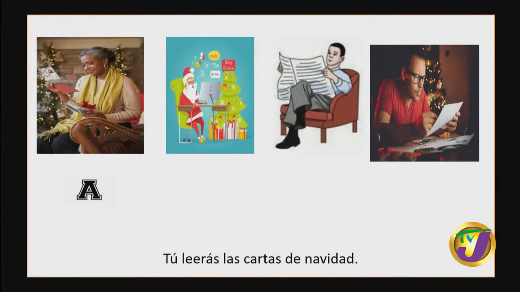Sí, continuamos. Tú leerás las cartas de Navidad. Sí. Y la respuesta es A. Muy bien, estudiantes.